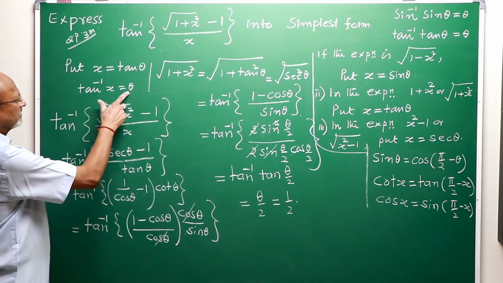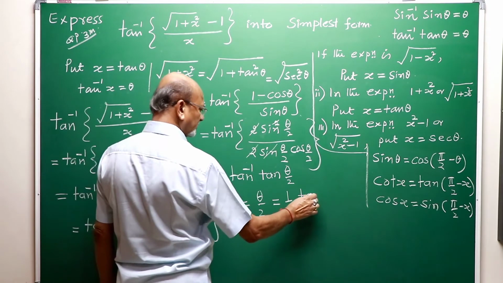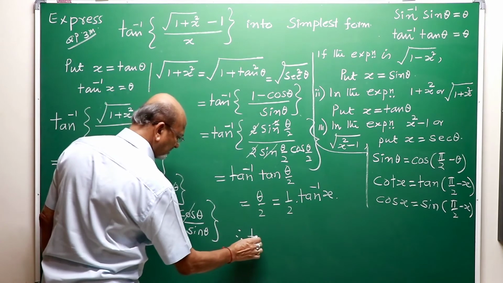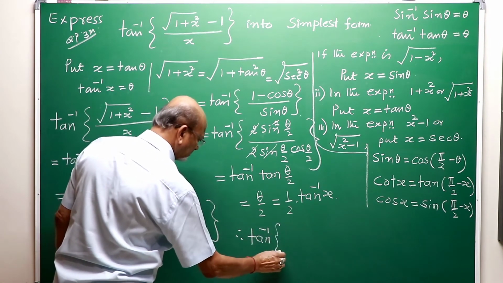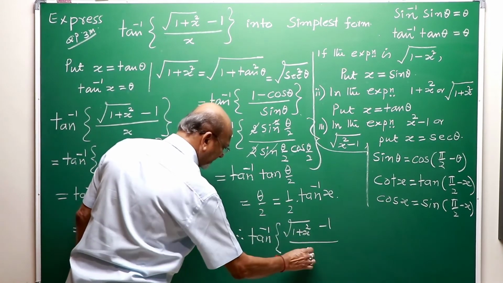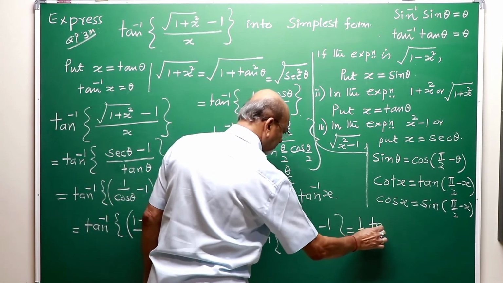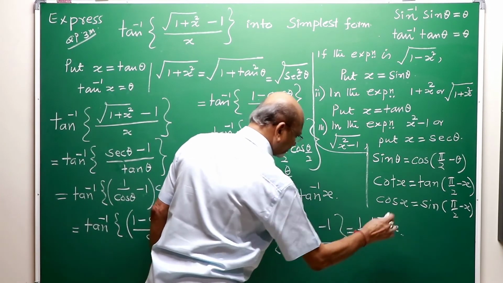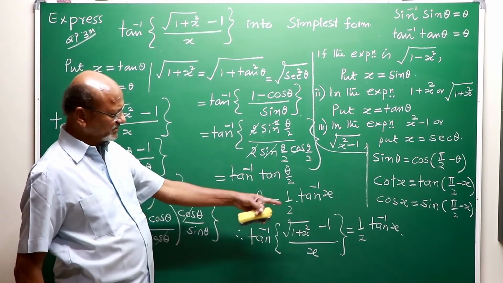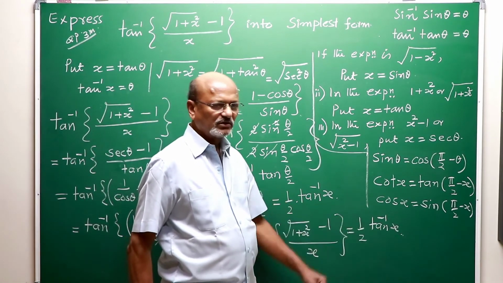Already I have written theta here. My friends, what is theta? Theta is tan inverse x. Therefore, my friends, tan inverse of root 1 plus x square minus 1 upon x is half tan inverse x. Yes, my friends. This is the given expression which is big. This expression is simplified to the simplest form, 1 by 2 into tan inverse x.